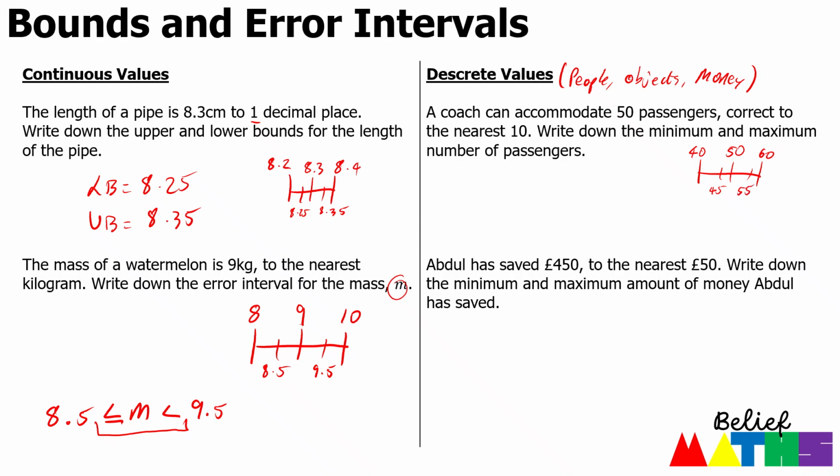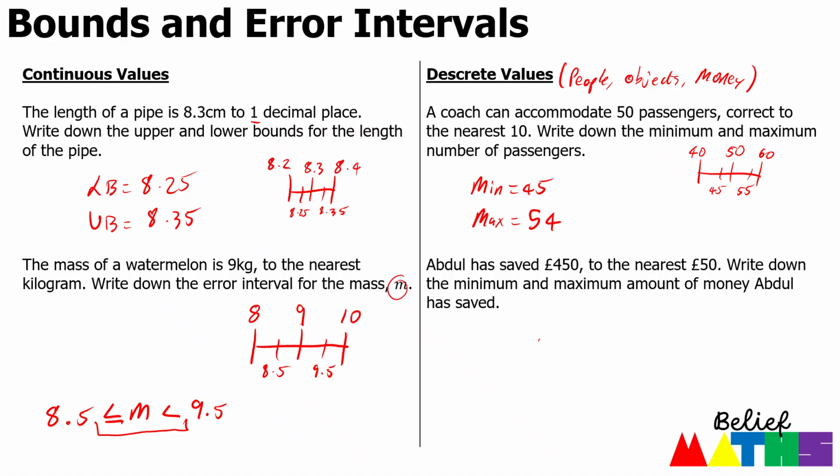So because you can't have a decimal number of people, the minimum is still 45, but the maximum is not 55, it's 54. You must take 1 away from that because 55 would round up, 54 rounds down, and you can't have 54.999 like you would have had in the continuous values. So therefore that's why we take 1 away when we're talking about people, objects and money.